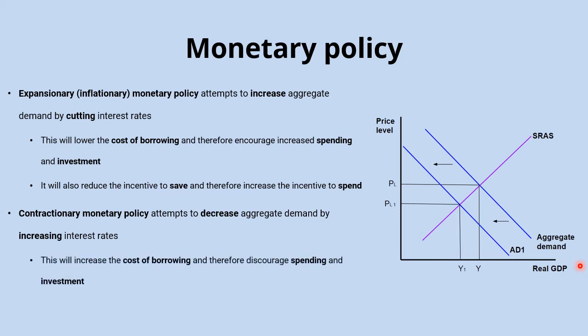So with contractionary monetary policy, it's going to increase the cost of borrowing, and therefore you discourage spending and investment. And it also increases that incentive to save and therefore reduces the incentive to spend. As a result of that, consumption and investment are likely to reduce and aggregate demand falls, meaning the curve shifts to the left. That helps keep inflation under control, but accepting there's going to be a trade-off there in terms of reduced growth and fewer jobs.